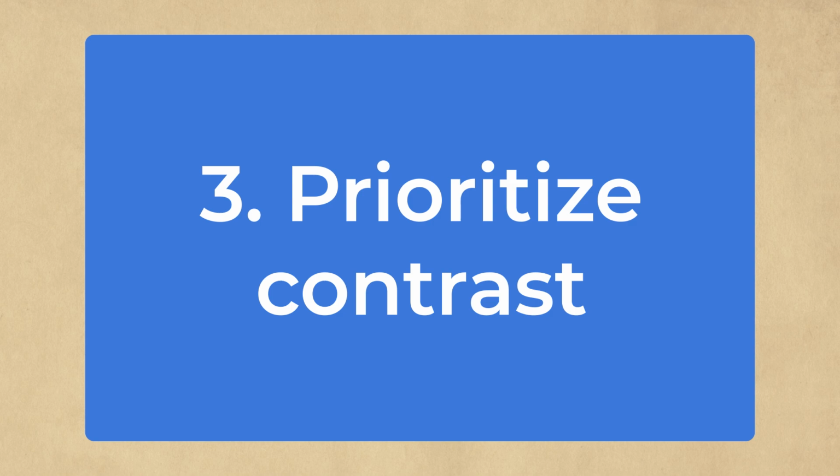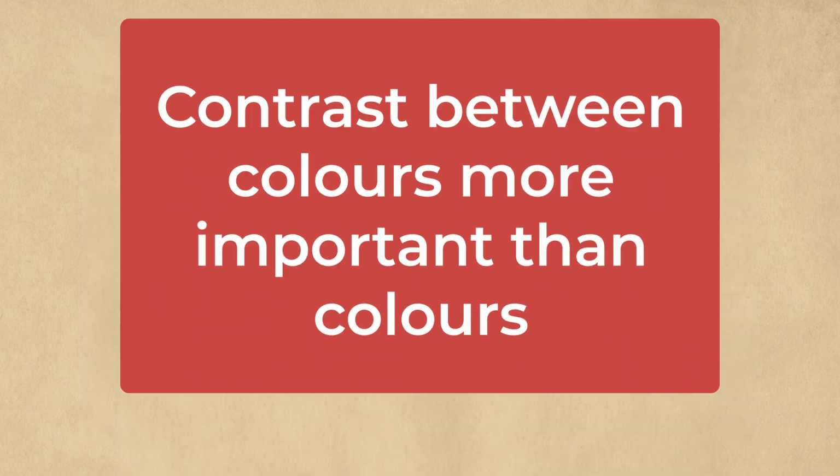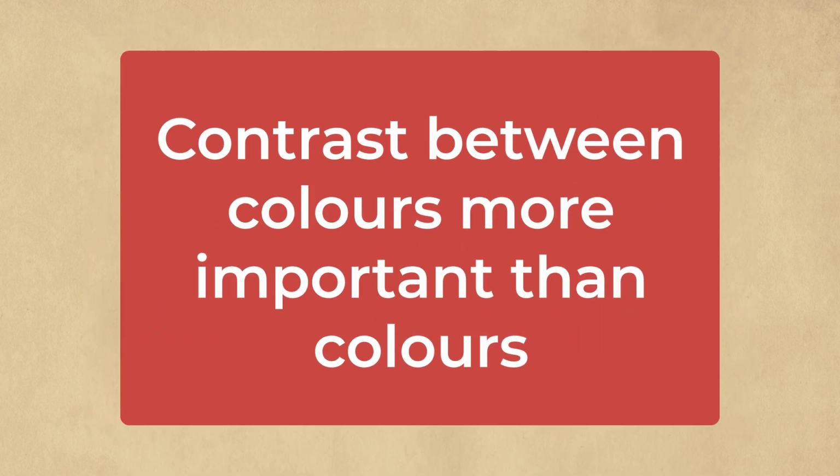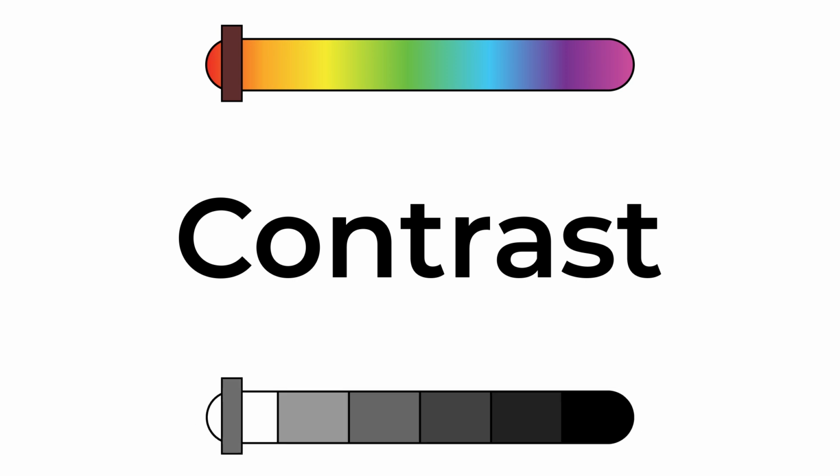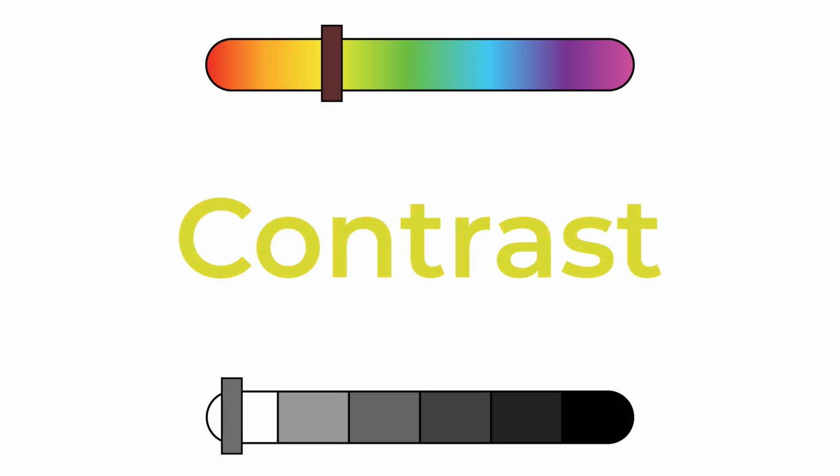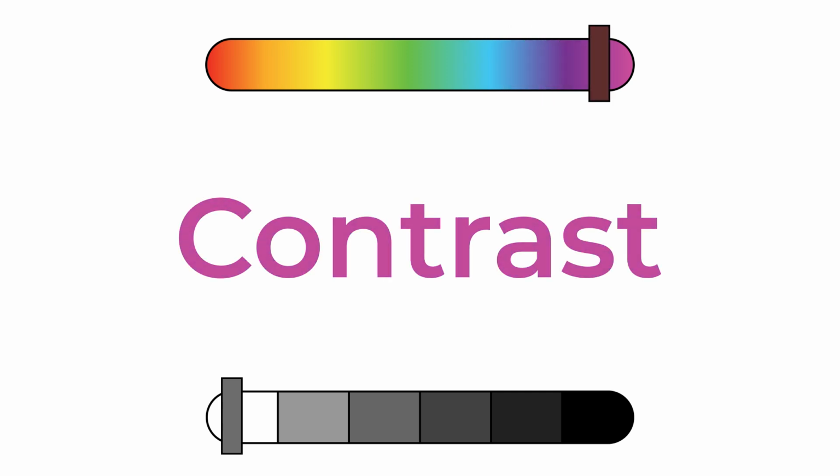3. Prioritize contrast. The contrast between the colors you choose is often more important than the colors themselves. High contrast combinations, such as dark text on a light background, make information easier to read, especially for text-heavy projects. Though contrast isn't limited to just light versus dark, it can also involve differences in hue and saturation. Higher contrast draws attention and highlights key elements, guiding the viewer's eye to what matters most.